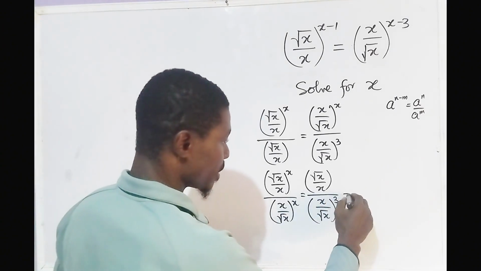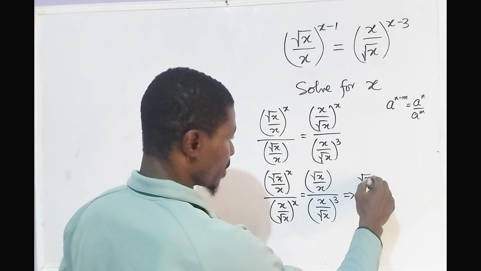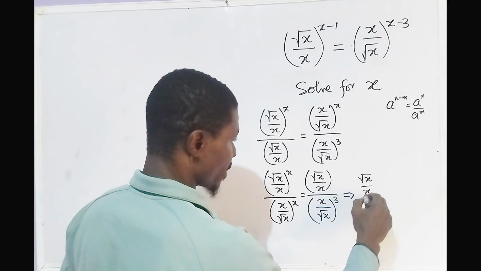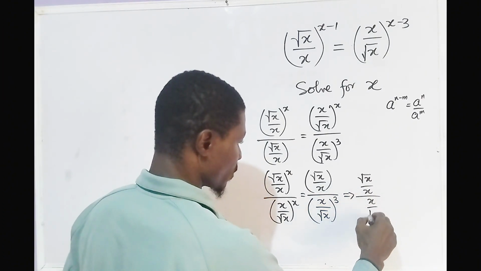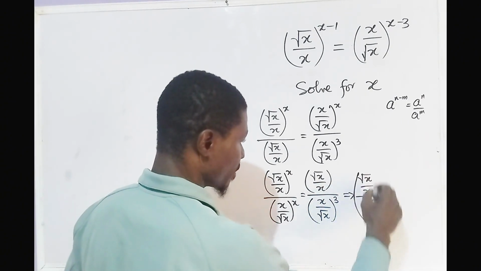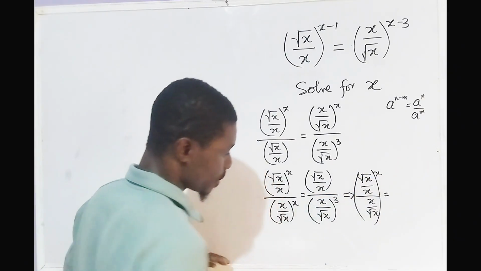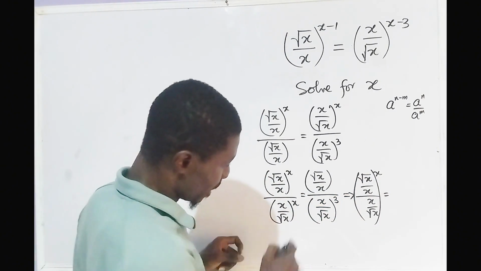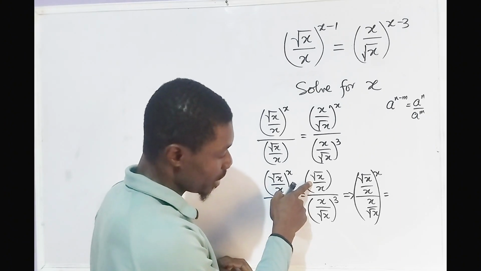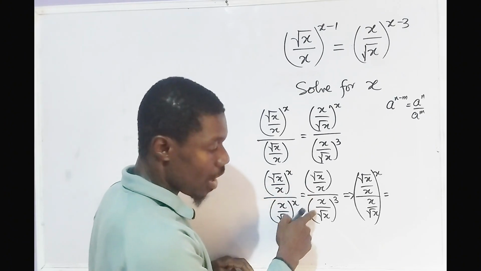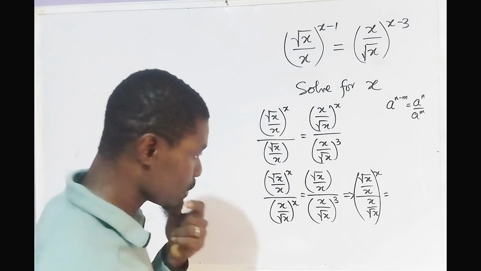Now since we can see that they have the same exponent, we can merge them. So we have the square root of x all over x, all over x all over the square root of x, everything raised to the power of x, then equals, now you get to see that this base on the denominator is the reciprocal of this, and also this is the reciprocal of this. So we can actually do something here.